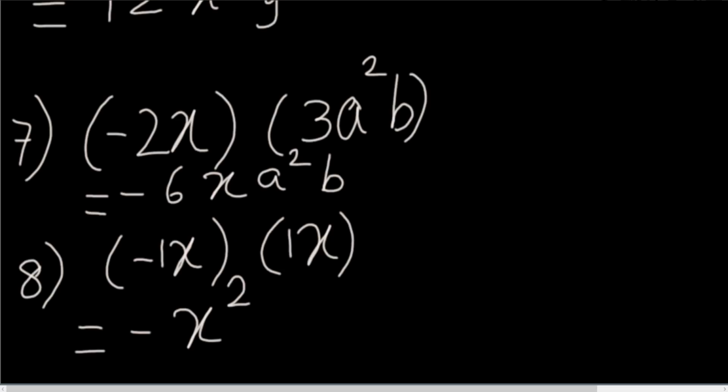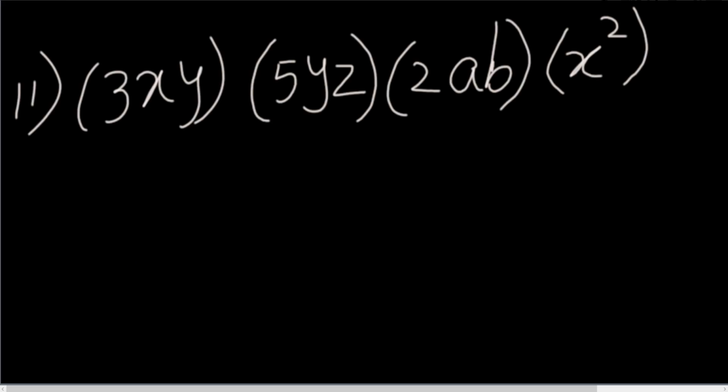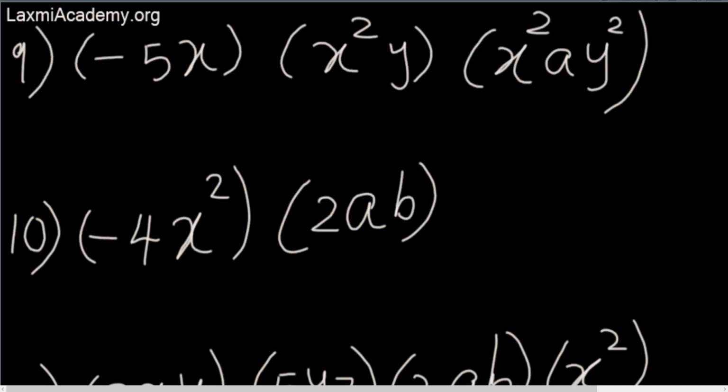Let's see some more examples. These are a few more difficult ones, but they are very easy to do when you follow some of the rules. Now, negative 5x, x squared y, x squared a, y squared. So first you multiply the coefficients. Here the coefficient is negative 5, here it's 1 and here it's 1. So you know it's negative 5.